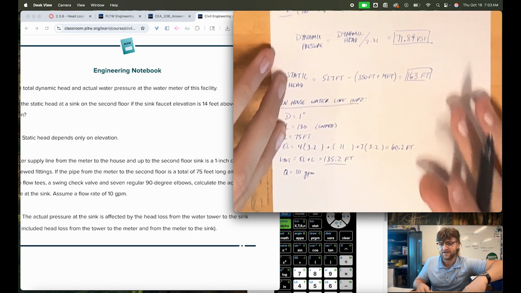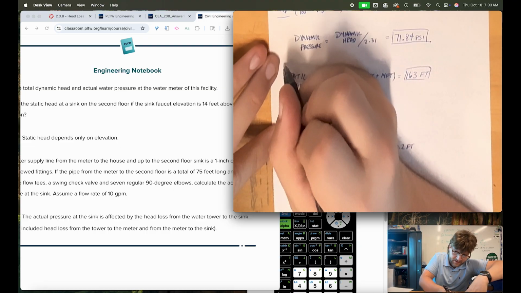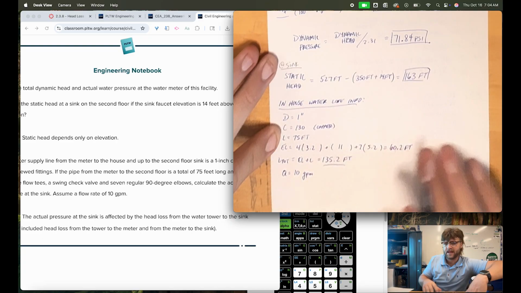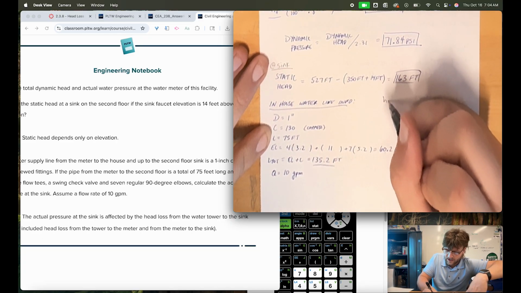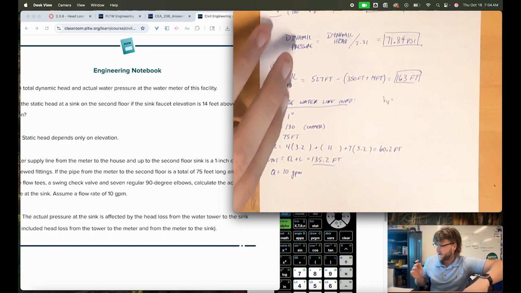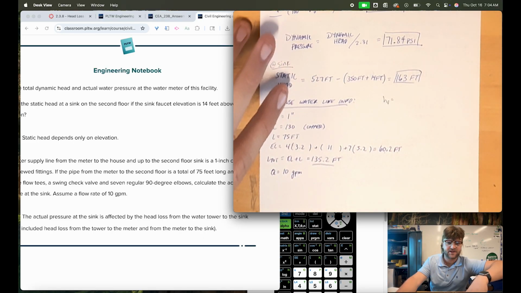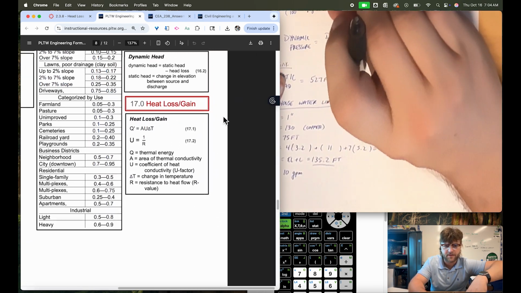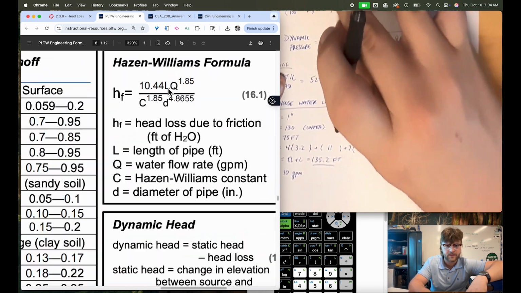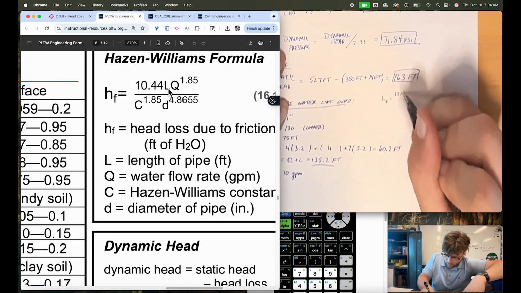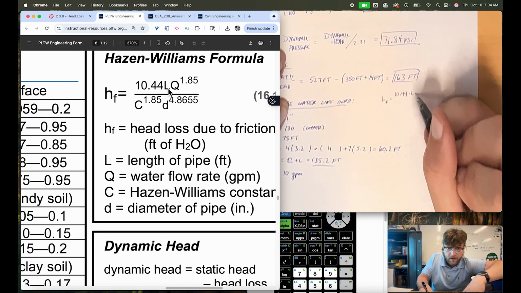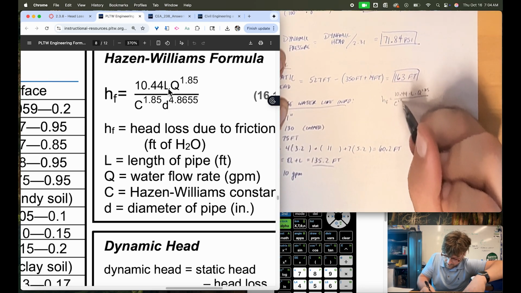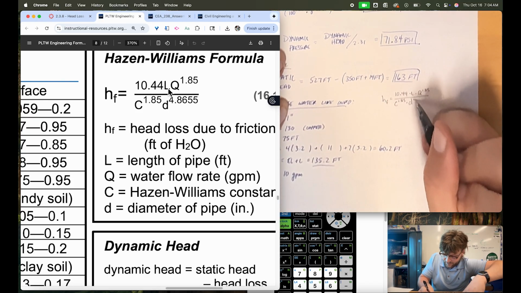Anyways, let's get back down to this. So what we need to do now, remember, this was at the sink, right? This is at the sink. And so now we can calculate out head loss. So HF is what we're going to be calculating here. In terms of HF, we need to use the Hazen-Williams formula. So let's bring this up here. The Hazen-Williams formula was HF equals 10.44, this guy right here, 10.44 multiplied by L multiplied by Q raised to the 1.85 power, divided by C raised to the 1.85, and then multiplied by the diameter of the pipe.